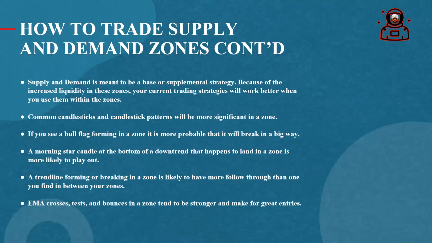I'm sure we've all been there, but if you see a bull flag breaking in a zone, it's much more likely to break in a big way and take you much further, say 30 to 40%, right? Like a morning star at the bottom of a downtrend, that's much more likely to play out if it lands in the zone, right? Say there's a huge downtrend, it lands right in your zone, and you see a morning star candle play out on a 3-minute, 5-minute, 10-minute, whatever your favorite time frame is, then it's much more likely to play out, right?